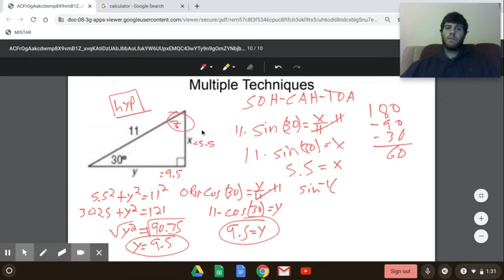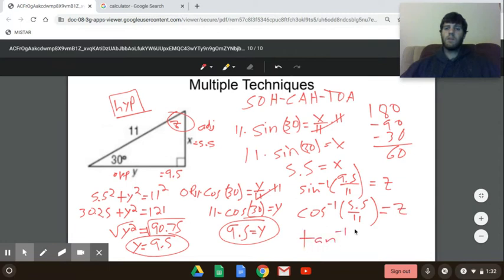The 5.5 would be adjacent to Z, and the 9.5 would be opposite. So inverse sine is opposite over hypotenuse. So 9.5 is opposite, divided by the hypotenuse, 11. That should equal your angle, which we called Z. If you do inverse cosine, that's adjacent over hypotenuse, so that's 5.5 over 11. And if you do inverse tangent, that's opposite over adjacent, so that's 9.5 divided by 5.5. That would also equal Z. Okay, so let's try those.